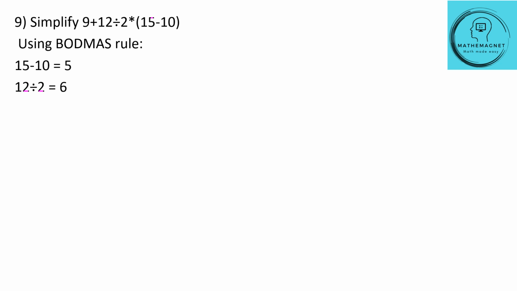First we did the bracket operation, then we'll go to the division operation, which is 12 divided by 2, which is 6, and then we will go to the multiplication, which is 6 into 5, which is 30. Then we'll come to the addition, 9 plus 30, which is equal to 39. So the final answer will be equal to 39.